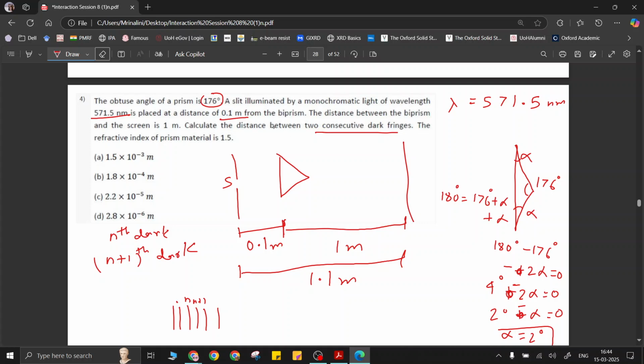So here when we are talking about the distance between two consecutive dark fringes, I am talking about the fringe width of the bright fringe. Anyway, the dark fringe and bright fringe widths are the same. So basically what we are talking about is the fringe width of the pattern. This is what we want to find out in this question. The refractive index of the material is given, which is 1.5. Now let's start solving this question.